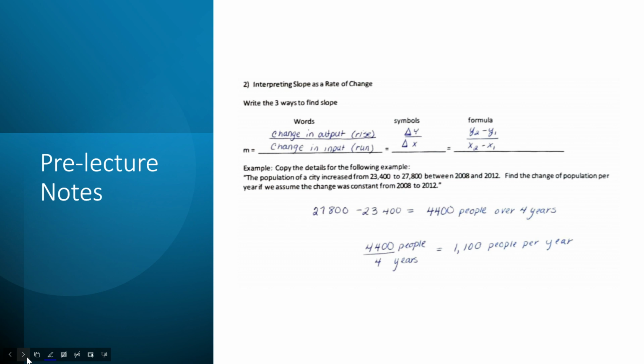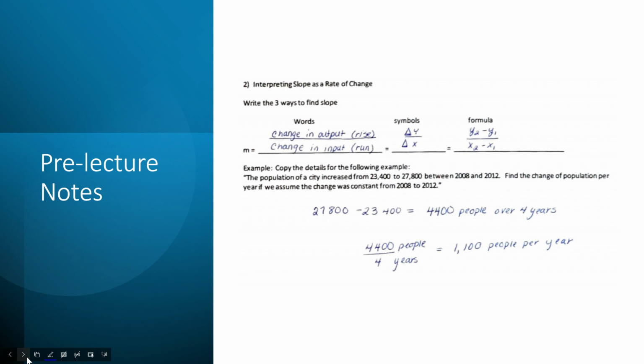When we look at a formula to figure out change, you do subtraction. And so we use the subscripts to denote that we must do the subtraction in the same order. So we use y2, the second y value, and subtract out the first one, divided by x2, the second x value, and subtract out the first x value.